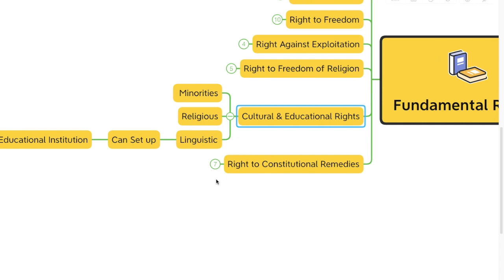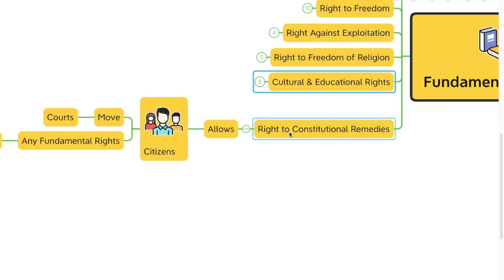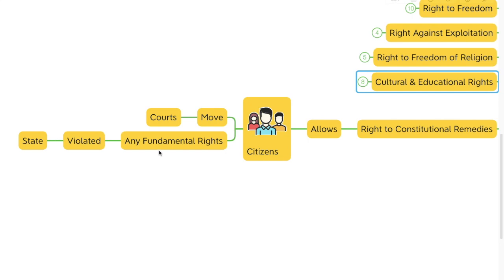And the final one is the right to constitutional remedies. The right to constitutional remedies allows citizens to move the court if they believe that any of their fundamental rights have been violated by the state.